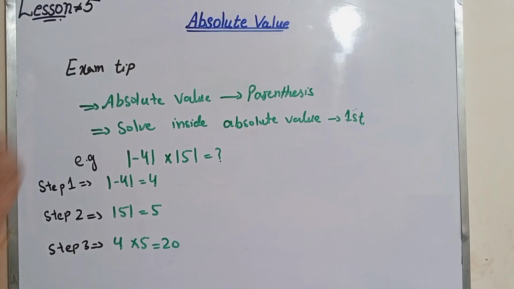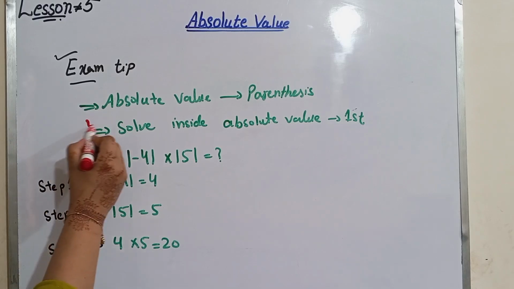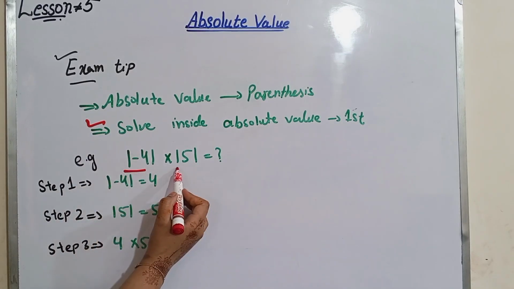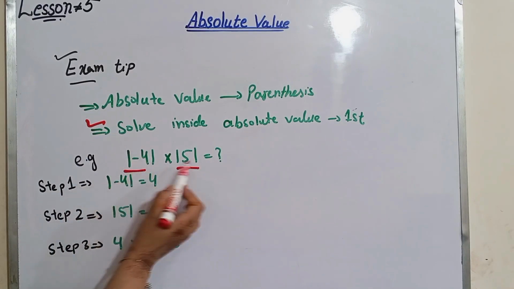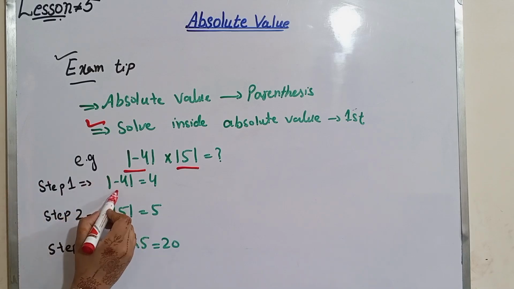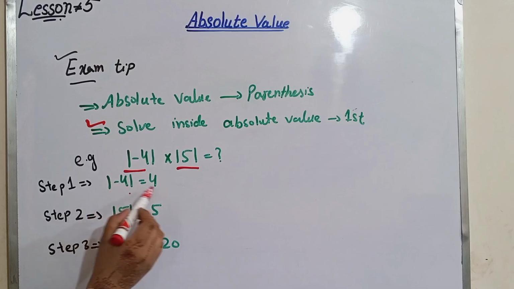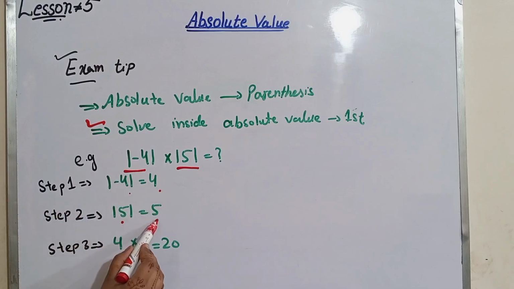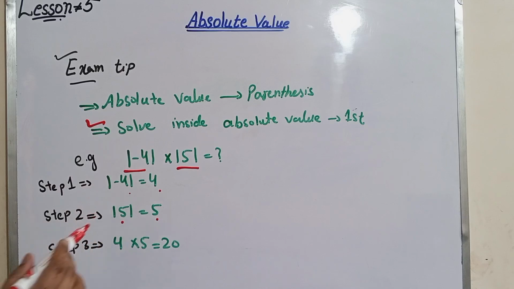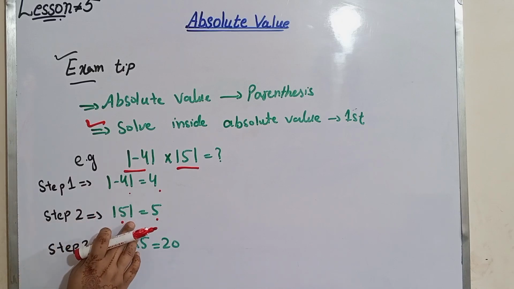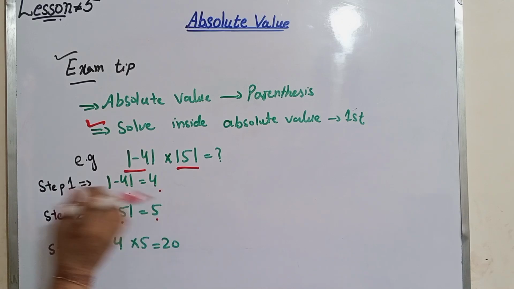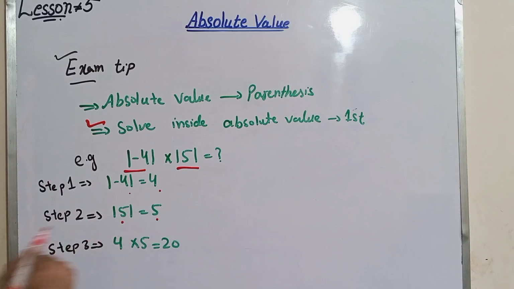Now I will give you the first exam tip. Absolute value acts like parentheses. That means solve inside the absolute value first. Just like this: absolute value of minus 4 multiplied by absolute value of 5. Firstly, we solve these parentheses, because absolute value is just like parentheses. Minus 4 becomes 4, and 5 remains 5. I repeat this rule again: zero or a positive value remains the same, but a negative value changes into a positive value. Now 4 multiplied by 5 is equal to 20.